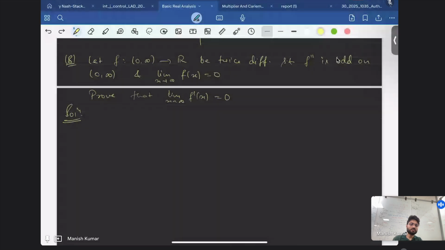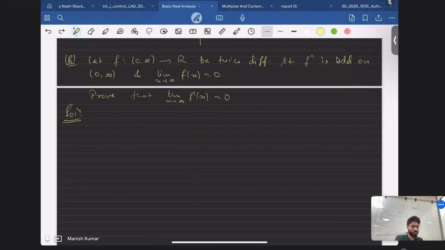In such cases, what one should first think is that we can try to use Taylor's theorem, because there I can expand my given function in terms of its derivatives. I want to get some estimate for the derivative, to show that it goes to 0, that means it is very small. So here we'll try to do that only.